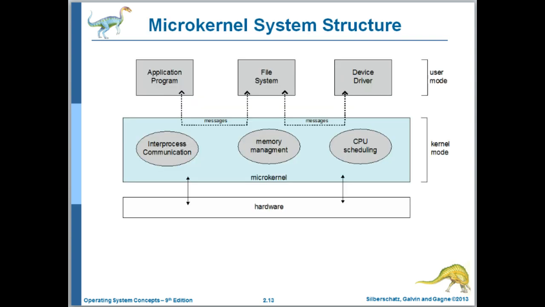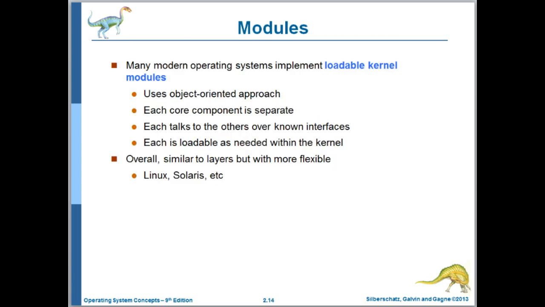So here's an example. Only core functions are executed in kernel mode. Other system functions are executed in user mode. And those services use the kernel layer to communicate via messages, which is a bit of a disadvantage because of the call paths, right? The number of function calls that have to be performed in order to send and receive these messages.